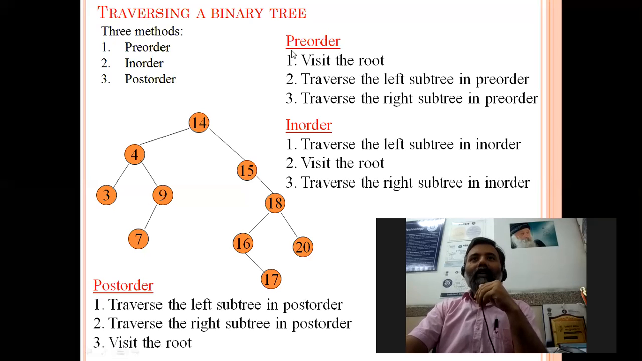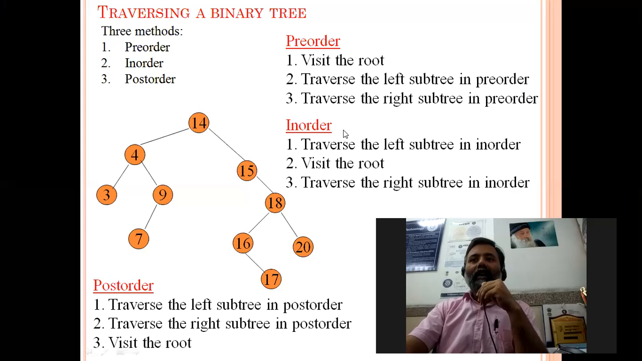So in pre-order, there are three steps: visit the root first, then traverse the left subtree again in pre-order, and traverse the right subtree in pre-order. So it is again a kind of recursive approach. In pre-order, again I am repeating, we will traverse the root first, then the left subtree in pre-order, and then the right subtree in pre-order.